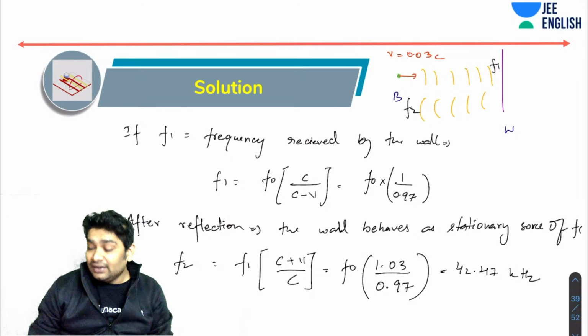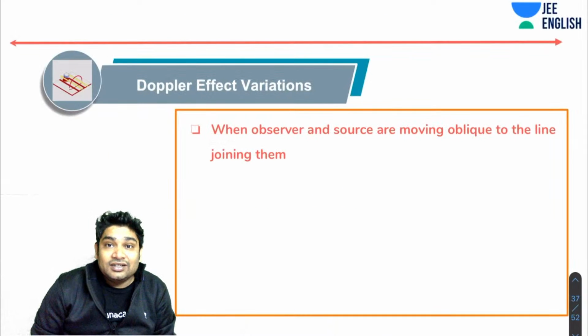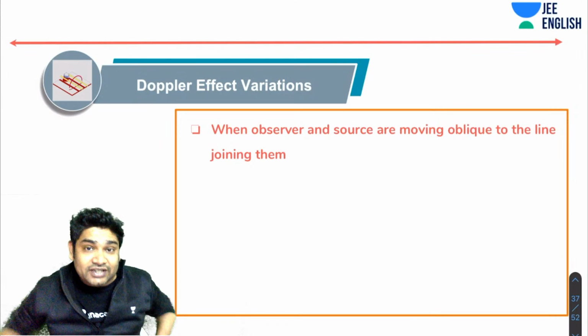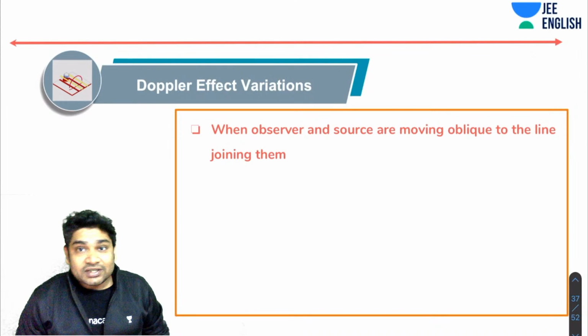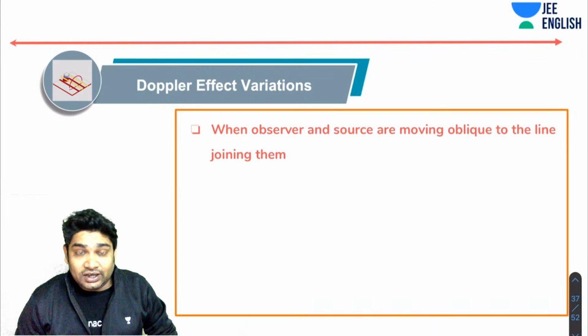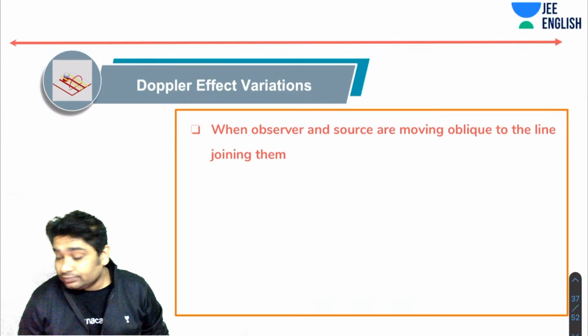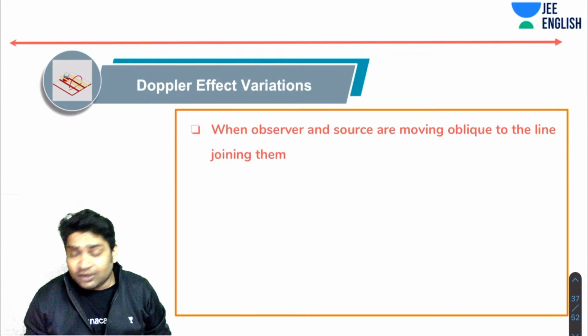Okay. Next, you have one more case. So again, another variation of Doppler's effect. Doppler's effect usually, JEE Advanced likes to ask questions on these variations. So the next variation that we will talk about is when the observer and the source are moving oblique to the line joining them. What happens there? Now, if you remember, we talked about this.